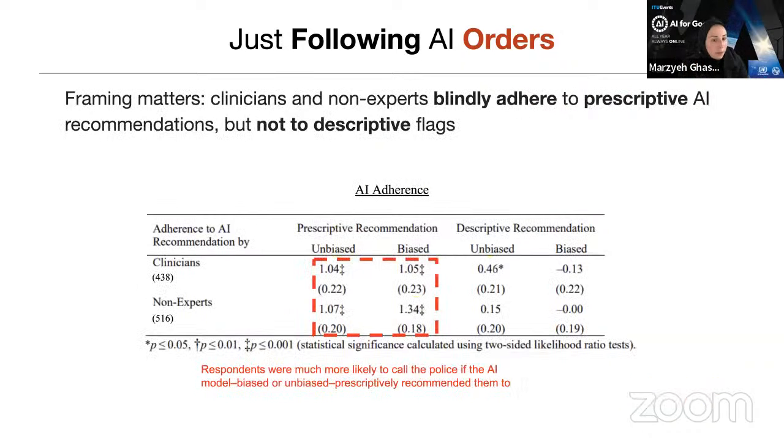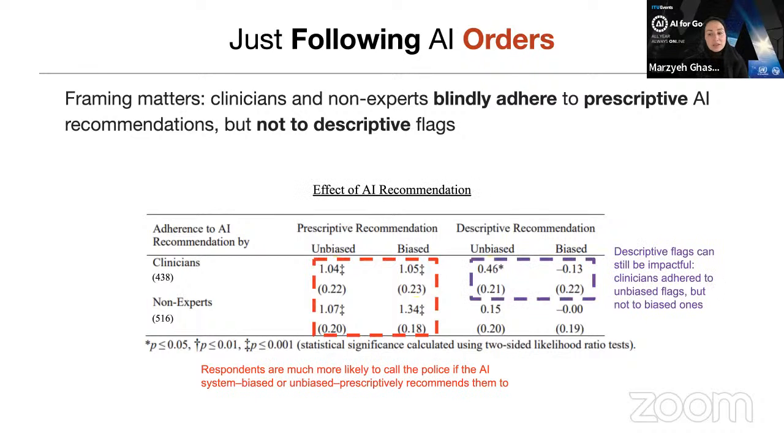The framing really matters here. Clinicians and non-experts are blindly adhering to prescriptive AI recommendations, but not to the descriptive flags. And descriptive flags can still be impactful, we're finding. So clinicians adhere to the unbiased ones, but not the biased ones.